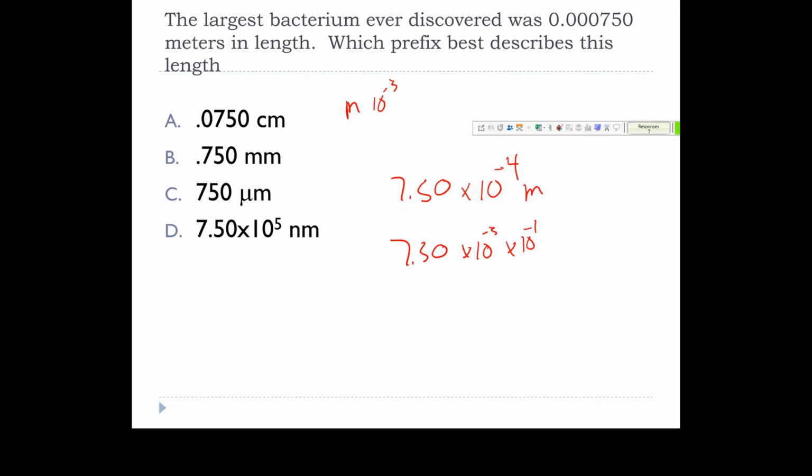Yeah? And meters is the unit I've got. So now I can directly replace this 10 to the minus 3 right here with milli, with that little m. Do you agree with that? Because that's what it means. So this becomes 7.50 times 10 to the minus 1 millimeters. Do you agree with that?